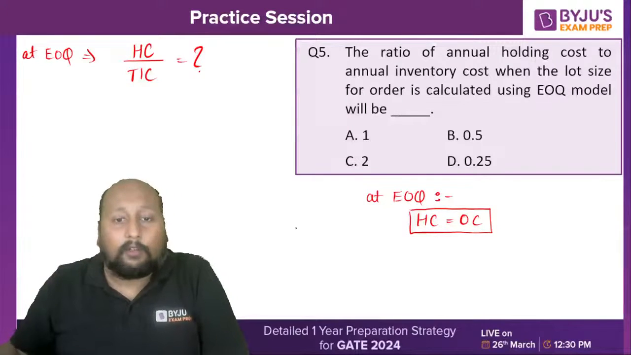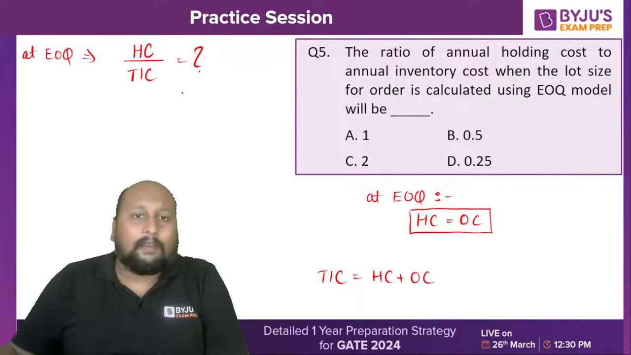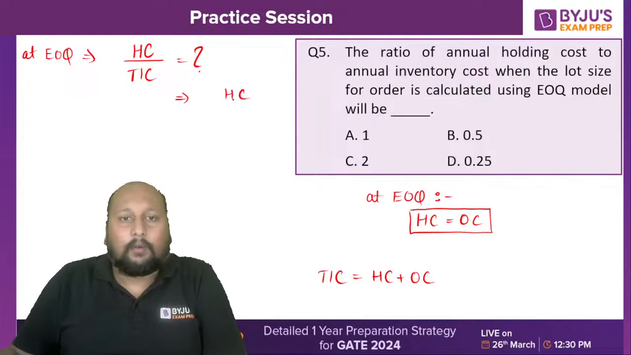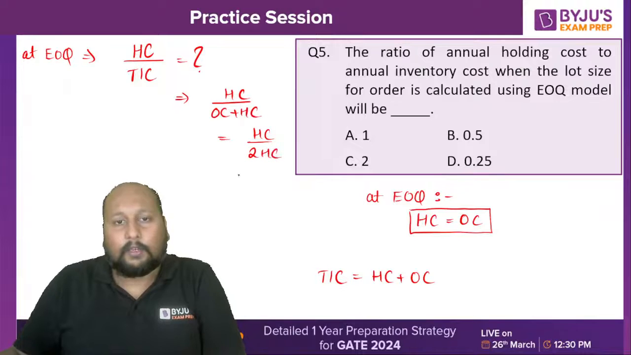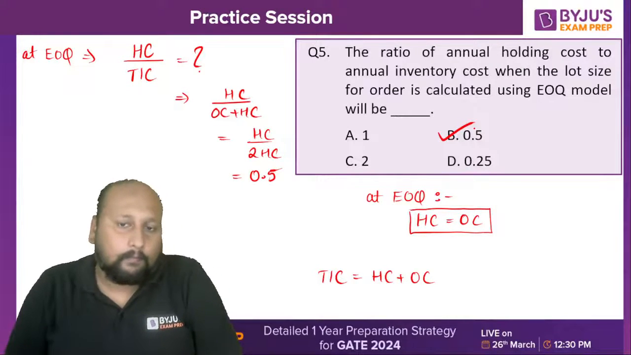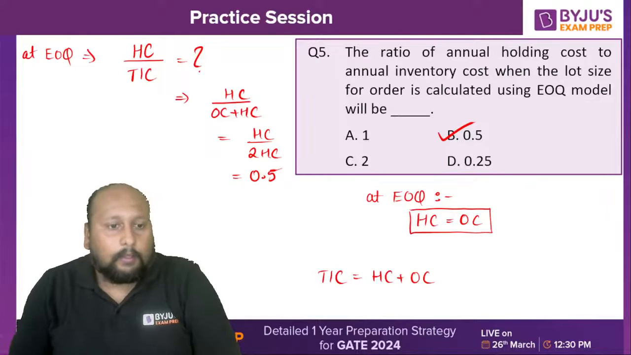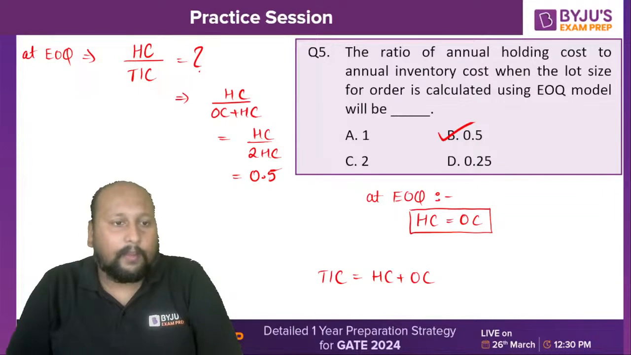And also we know what total inventory cost is. That is a summation of holding cost plus ordering cost. So can we say this can be written as holding cost plus holding cost, or I can say holding cost by twice of holding cost, that is 0.5. Option B is the correct answer. Okay, very good. Option B is the correct answer.